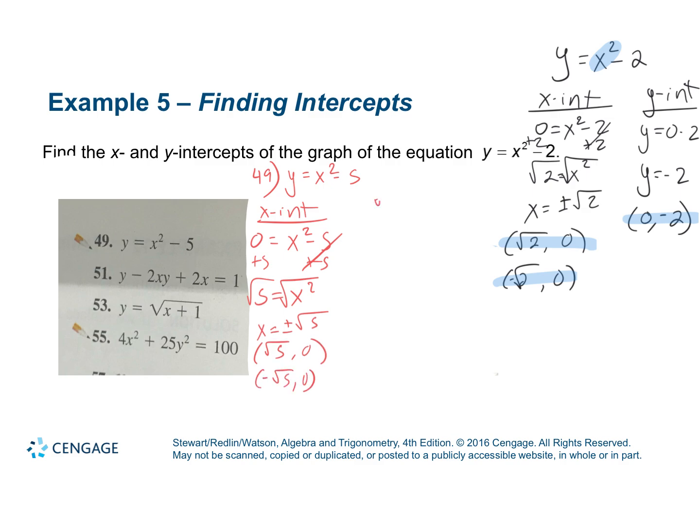And if I'm looking for the y-intercept, I'll get y is equal to 0 squared minus 5, so y is equal to 0 minus 5. Y is equal to negative 5. So our y-intercept is 0 comma negative 5. Again, these 3 ordered pairs are your answers for the x- and y-intercepts.